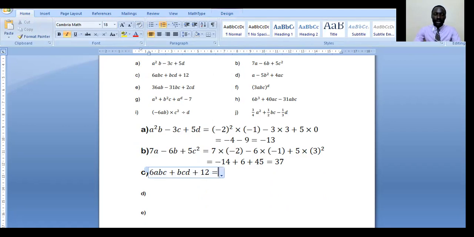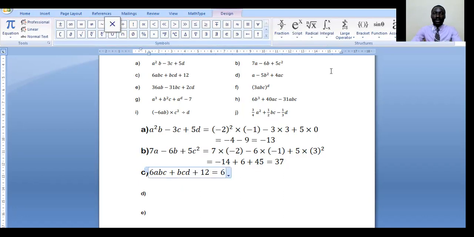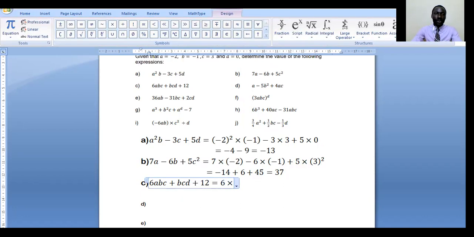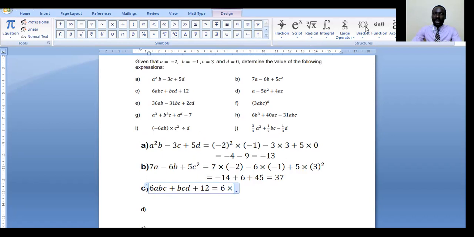What's the value of A? Well, we will be having 6 times A. What is 6 times A? The value of A, let's check, is negative 2. So we will be having this right inside the bracket. So it's going to be 6 times negative 2. Then we will move on to B, the value of B is negative 1. So we say times negative 1, we also put it right inside the bracket.